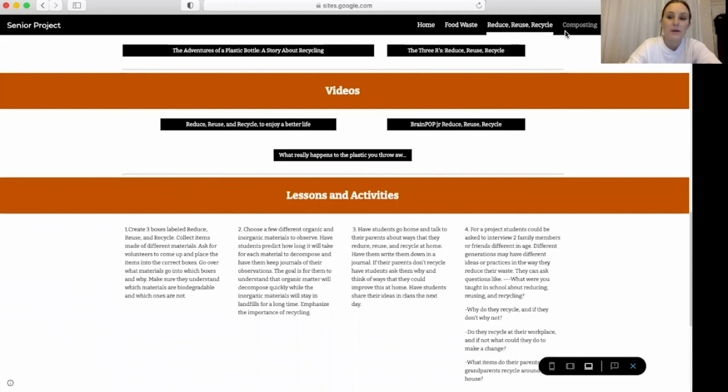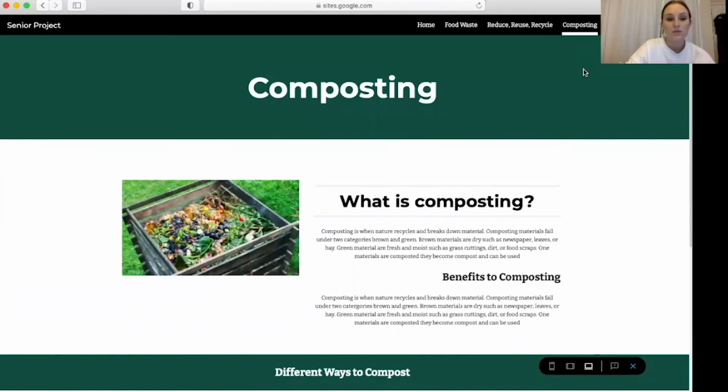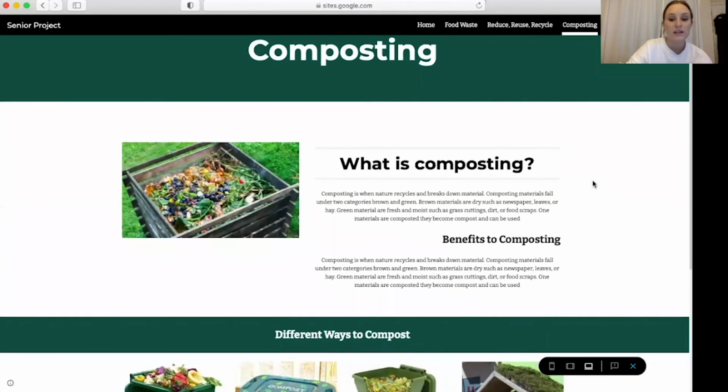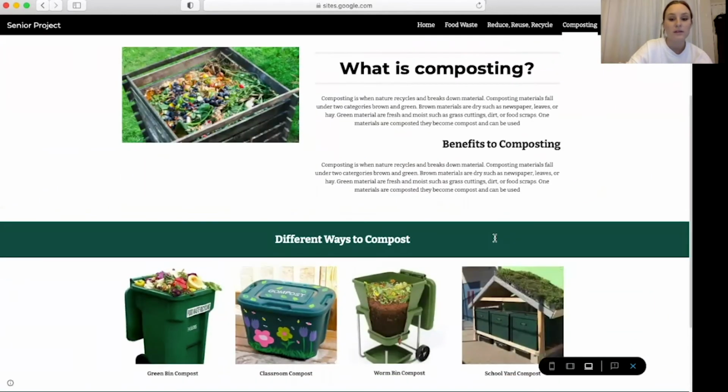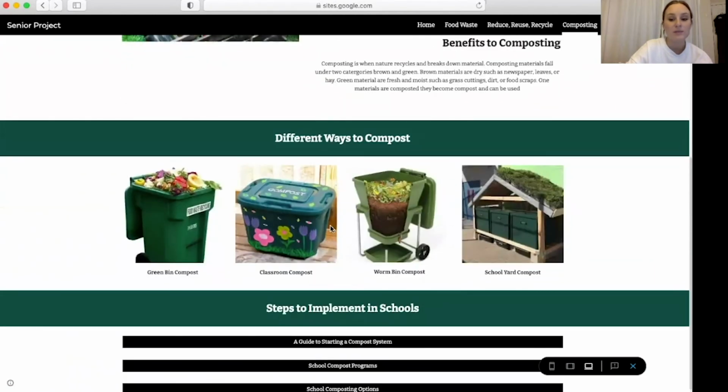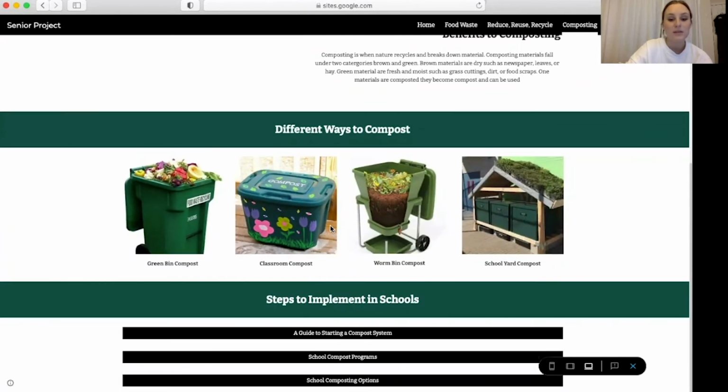The next part of our website is composting, which is probably the most important thing we learned in our research when it comes to food waste and decreasing it. So right here we have the definition of composting as well as the benefits. Below we have examples of different ways you can compost on school campuses. And then below we have 3 links to full steps, plans, outlines, and everything you would need to know to start a composting program at an elementary school.